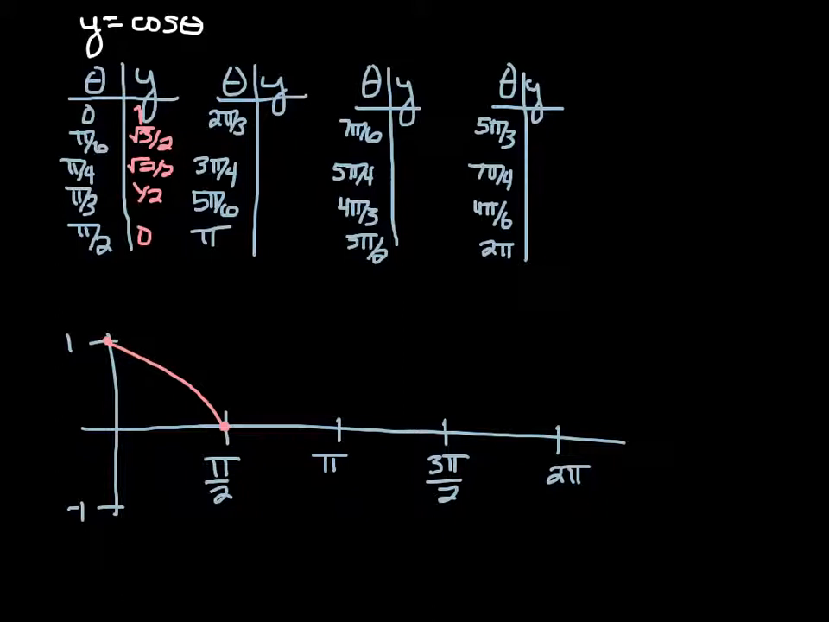Okay. Now we're moving on to the second quadrant, where everything except for sine is negative. So here we're going to have negative answers for cosine. So 2 pi over 3 is going to give us negative 1/2. 3 pi over 4 is going to give us negative square root of 2 over 2. 5 pi over 6 is going to give us negative square root of 3 over 2. And pi, we're going to get negative 1.